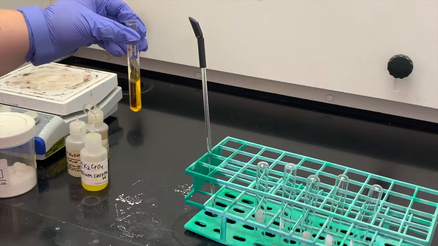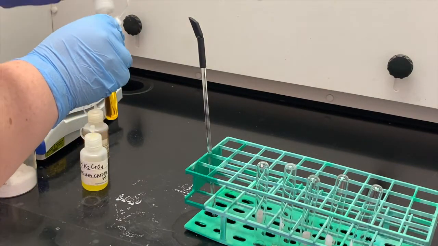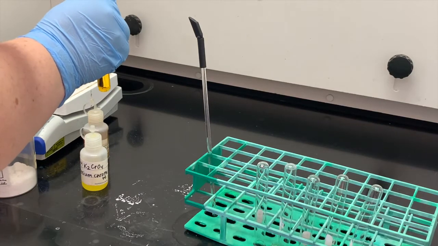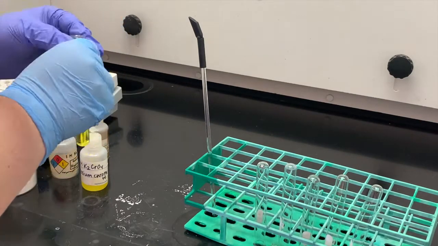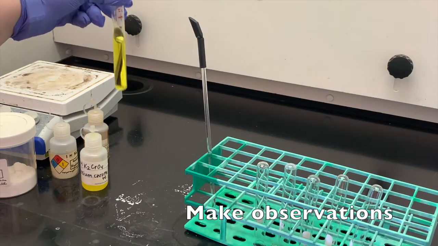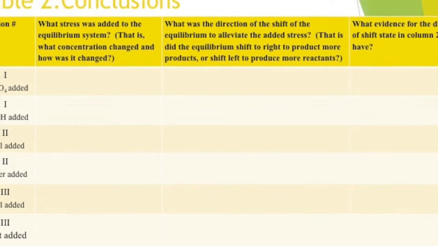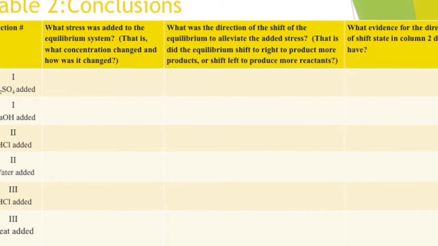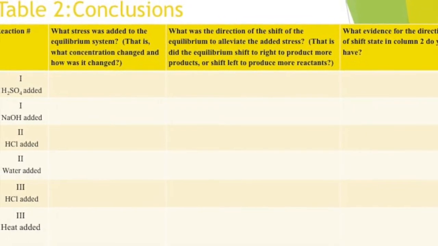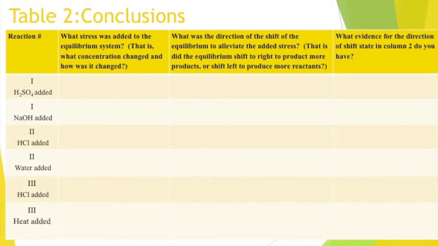I haven't seen a color change yet. I haven't seen anything visibly change. I'm going to keep adding the sodium hydroxide. Okay, so now we've seen that color change. Again, to make sure that you record your observations, you're going to decide in table two what were the stresses that you added, what happened, why did the equilibrium shift the way it shifted. That's all going to go in table two.